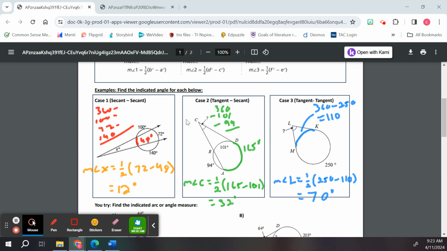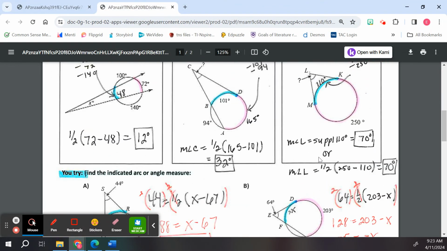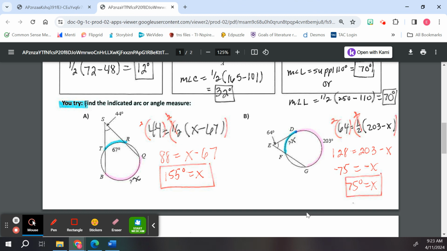All right, show of hands. Who's working on A and B? All right, let's check it out. So here are the solutions. Anybody have any questions? Going once, going twice. Okay.